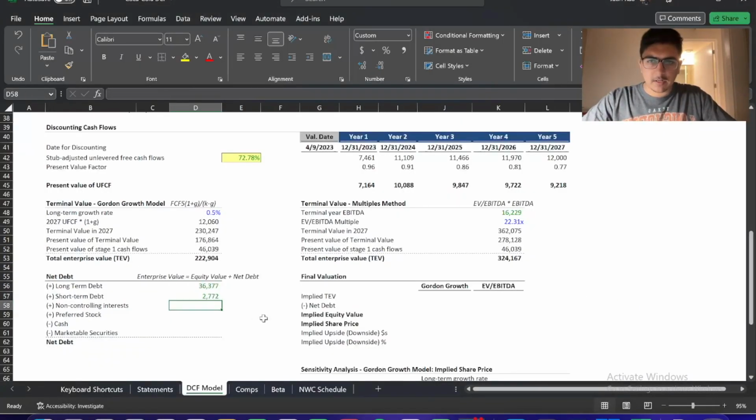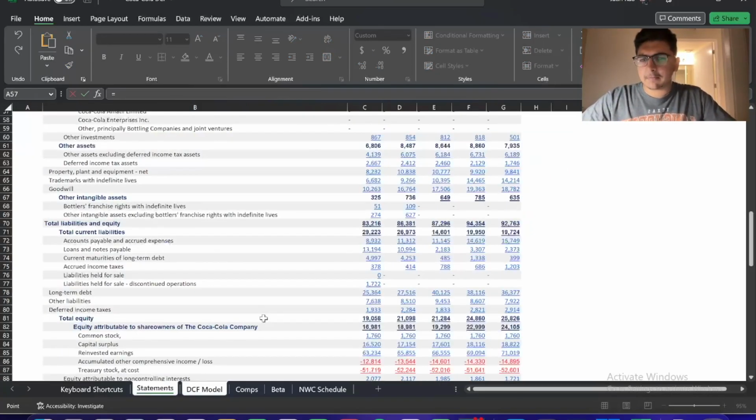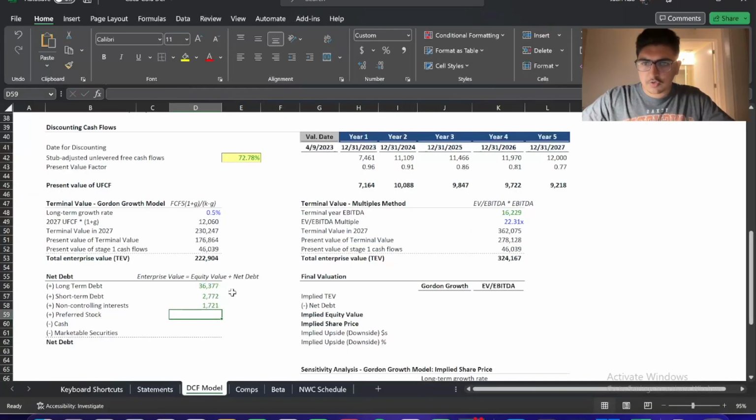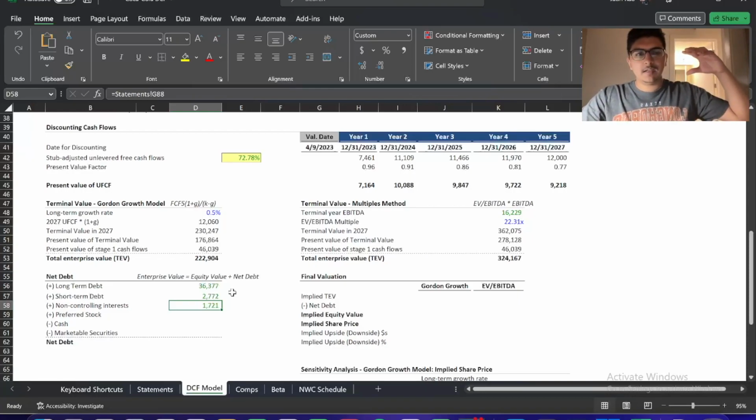After we grab our debt items, now we can grab our non-controlling interests. Let's just see if they have any non-controlling interests. So yeah, they do actually. Equity attributable to non-controlling interests. So this is a debt-like item that needs to be subtracted from enterprise value because these are investments that are not part of Coca-Cola technically, or they don't belong to Coca-Cola shareholders, which is why they need to be subtracted from total enterprise value.